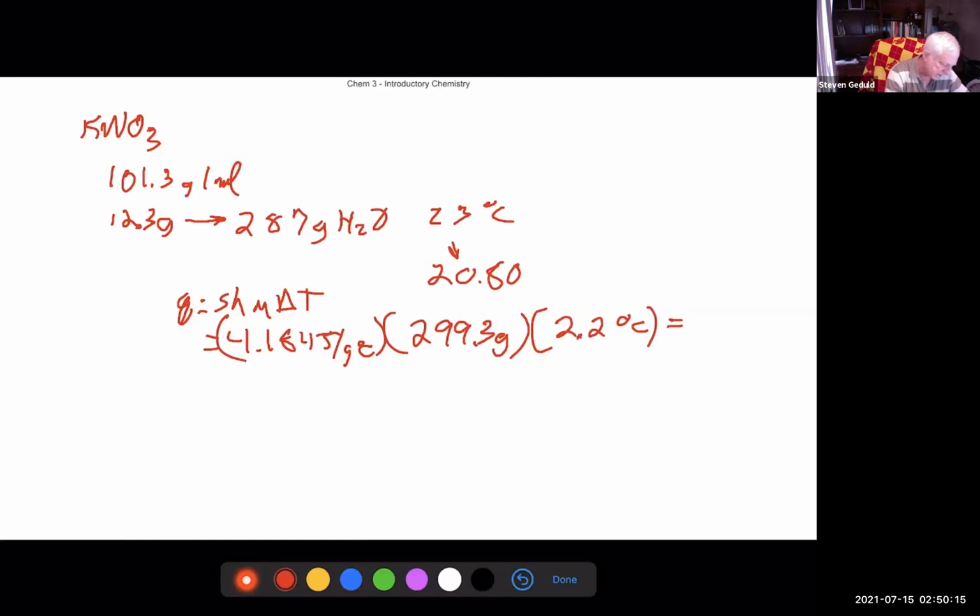4.184 times 299.3 times 2.2 equals 2754.9999996997. So it comes out to 2.75 kilojoules. That's the heat released. So you got your specific heat, you got your mass of the solution, and your temperature change, and that gives you the heat released. Does that make sense?